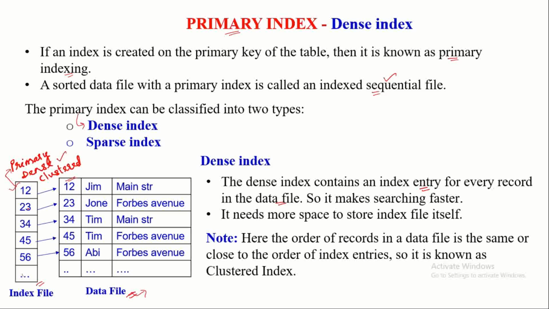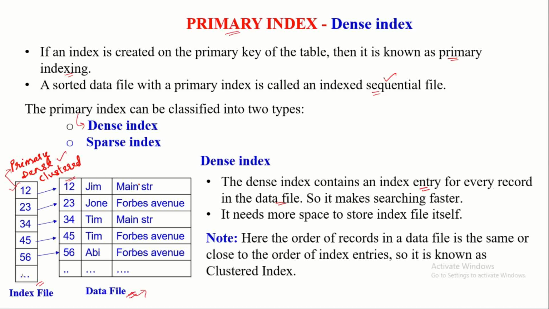Since this dense index contains one entry for every record in the data file, it is used to achieve efficient search and retrieval operations. But the main drawback of this method is that the size of the index file is large, and more memory space is required to store it. Since it requires more space to store the index file itself, it is not memory efficient.